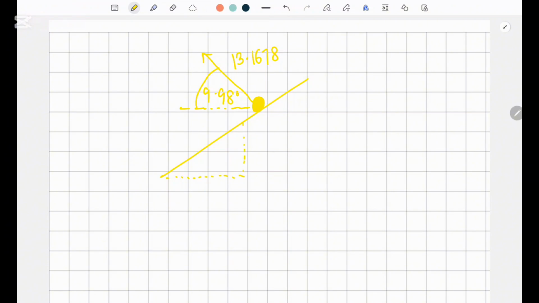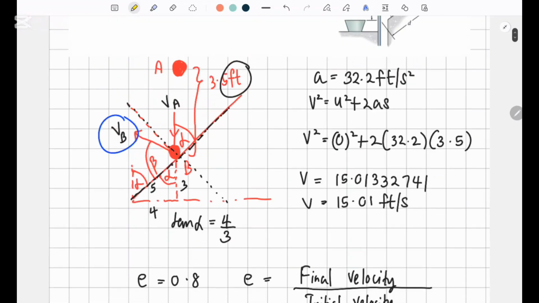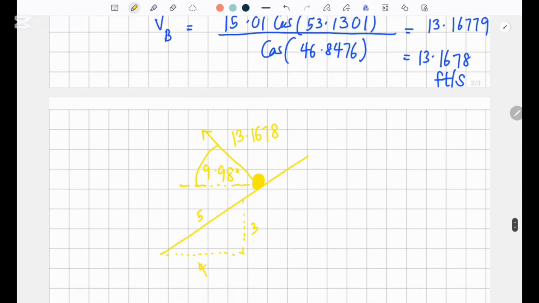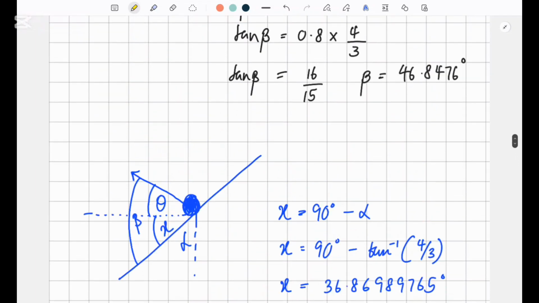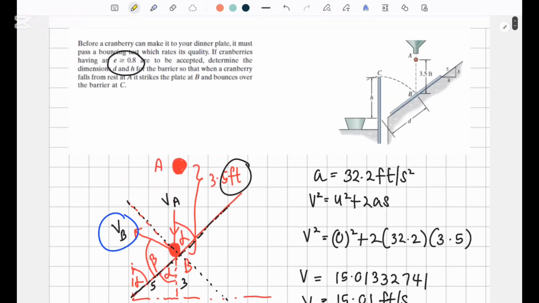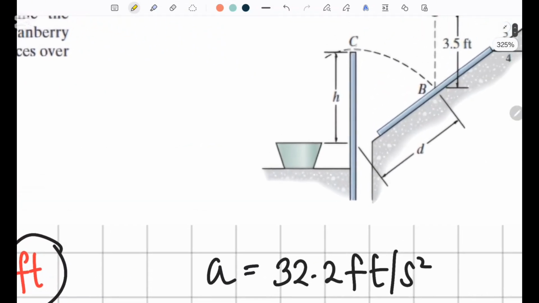So we previously had 5, 4, 3, right? We had 5, 4, 3. I'll take it as gamma, because we'll have to find H and D now, right? So if you look carefully in the diagram, this is your highest point, as it says in the question that it bounces over the barrier. According to your diagram, it perfectly goes around C. So C would be your maximum point.